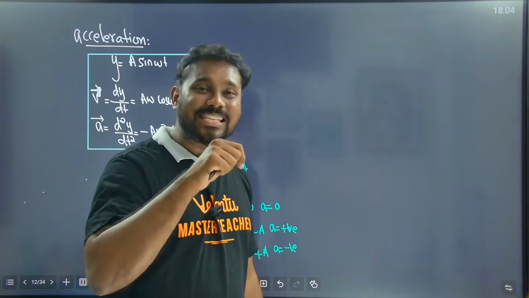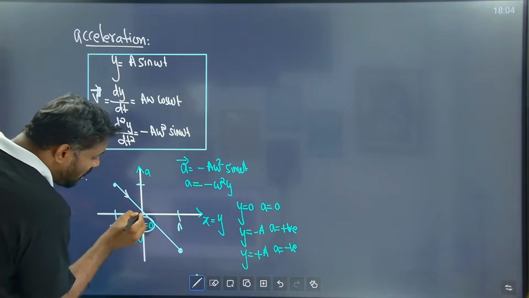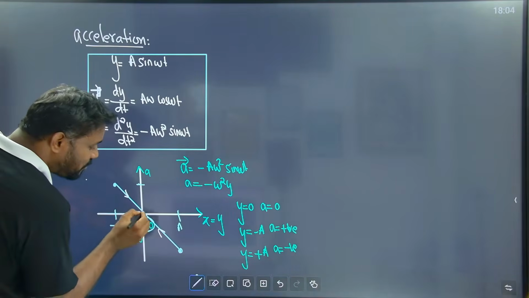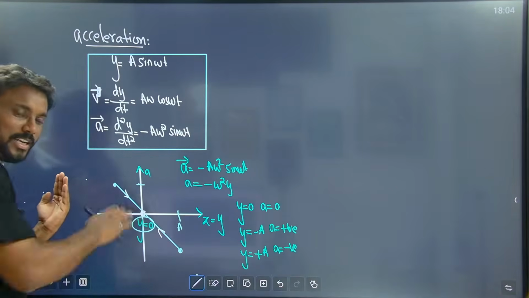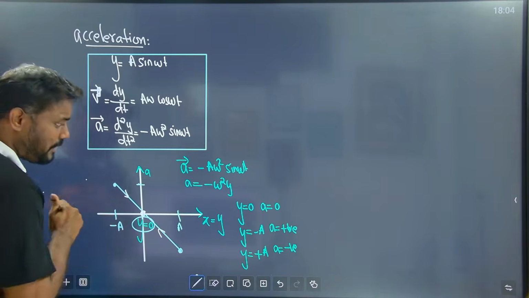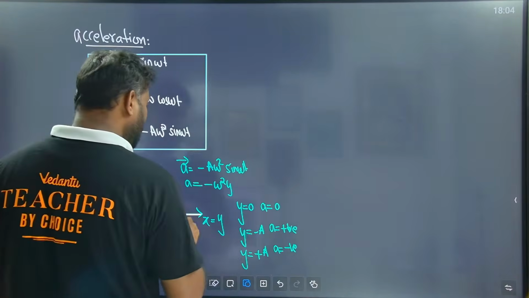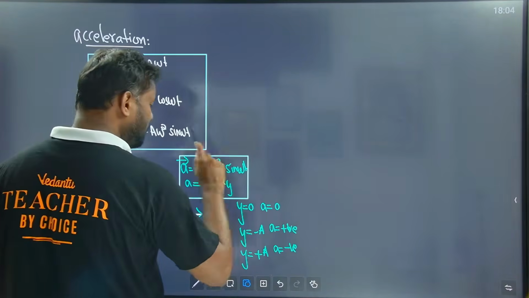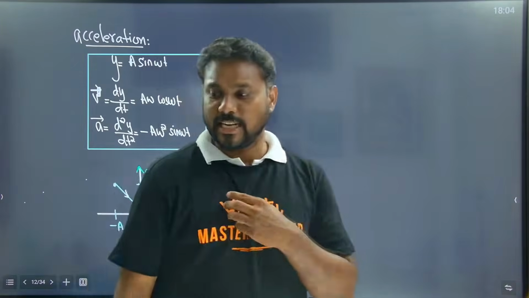So we can say acceleration into mass is force. So the acceleration always acts towards the mean position. Always towards the mean position. So if it moves in the direction, what happens? Positive direction. Yes or no, getting my point? This is a very important thing you have to know clearly. Clear? So this is the relation you must know. Is it clear? This is a very important acceleration idea.